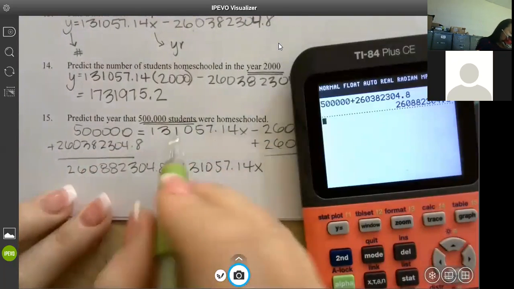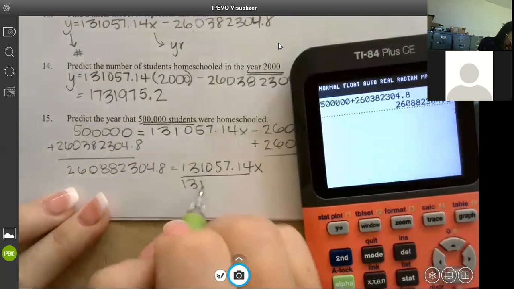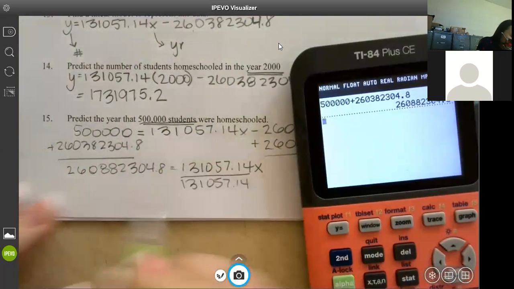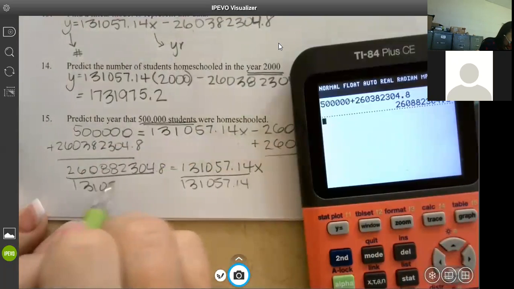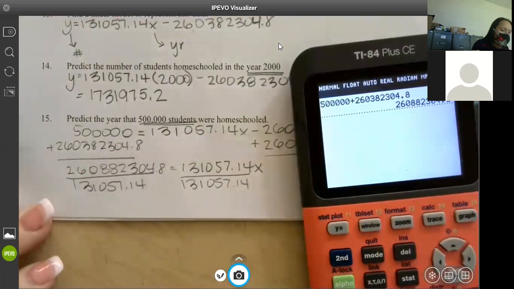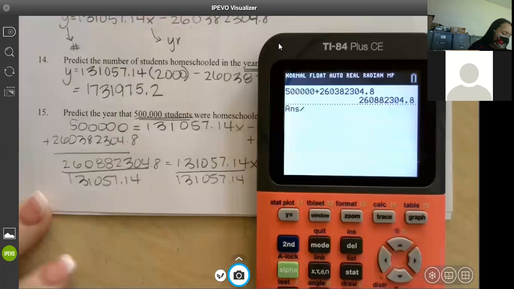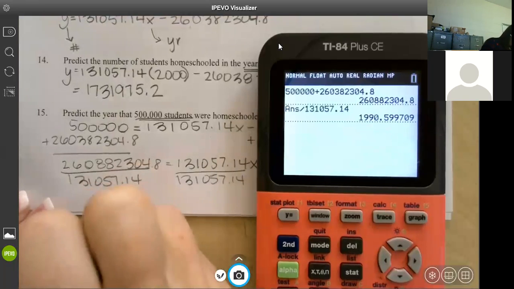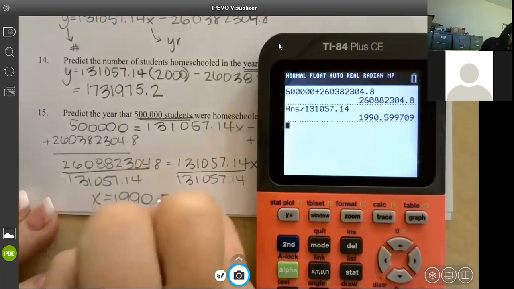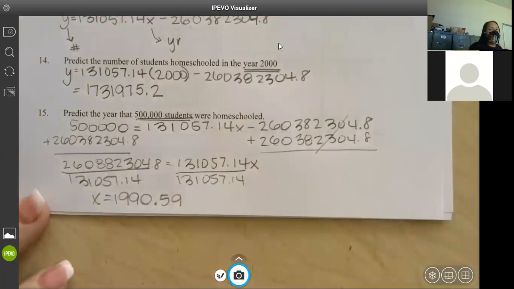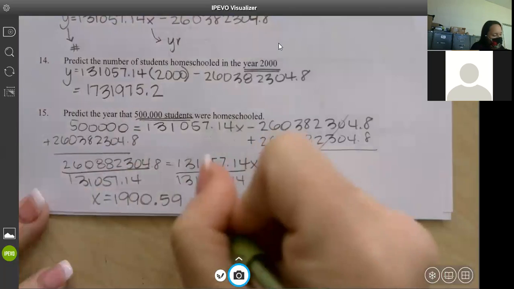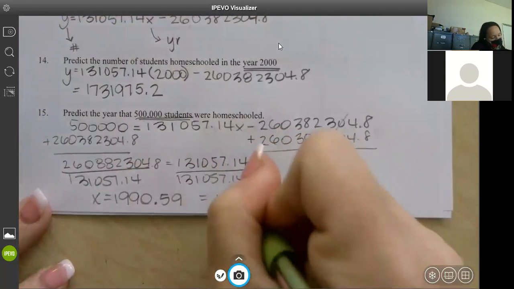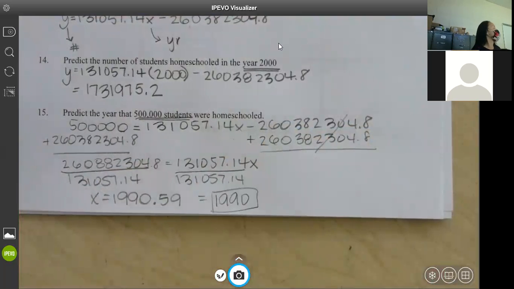So to get x by itself, we're going to divide by the 131,057.14. So we're going to divide 131,057.14, and we get x equals 1990.59. So what year? 1990. That's it. So I didn't have to do the work, I just put down what you did in that file.